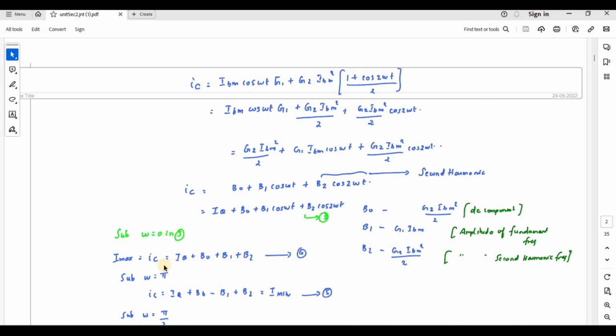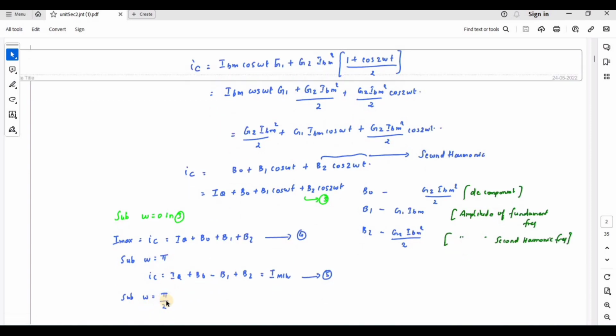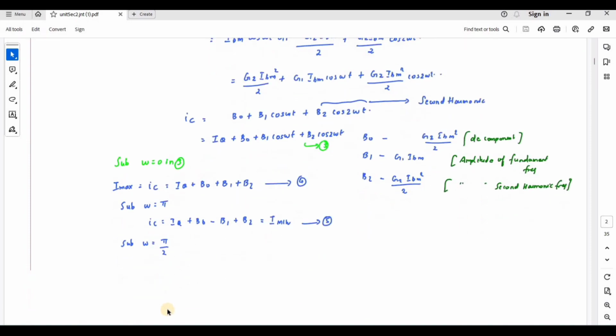Two points we have already discussed, and next is the third point, that is omega t equal to pi by 2. If I substitute omega t equal to pi by 2, cos pi by 2 is cos 90, which is 0, and cos pi is minus 1.